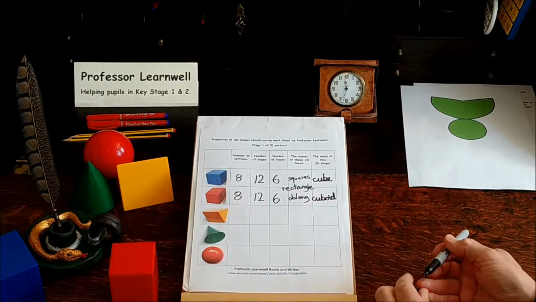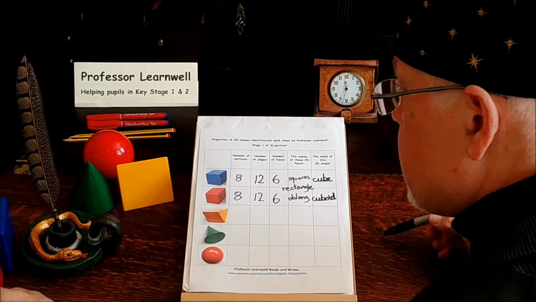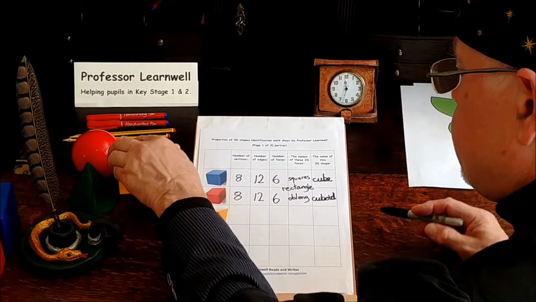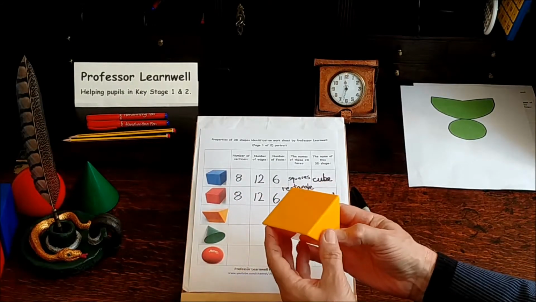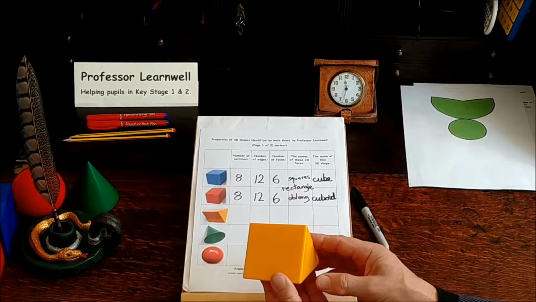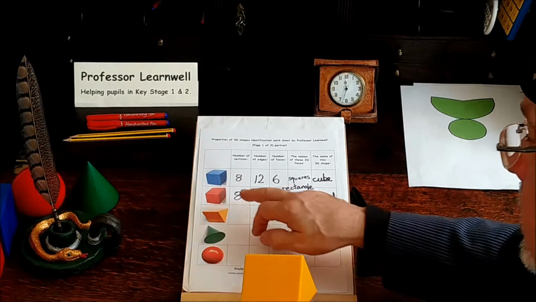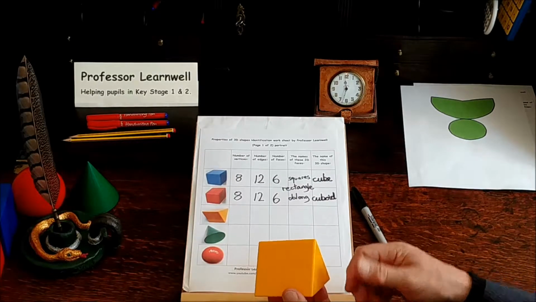And that's the spelling of cuboid. Now, let's move on to our third shape. I'm going to tell you what the general name for this shape is. It's a prism. You could say that a cuboid or a cube is a certain type of prism.